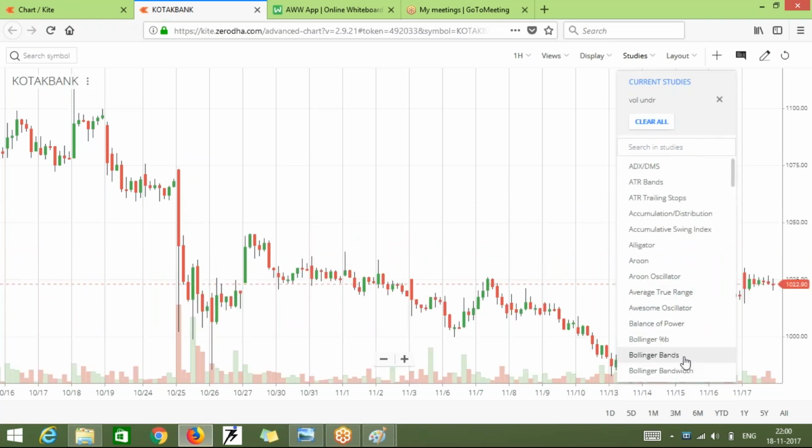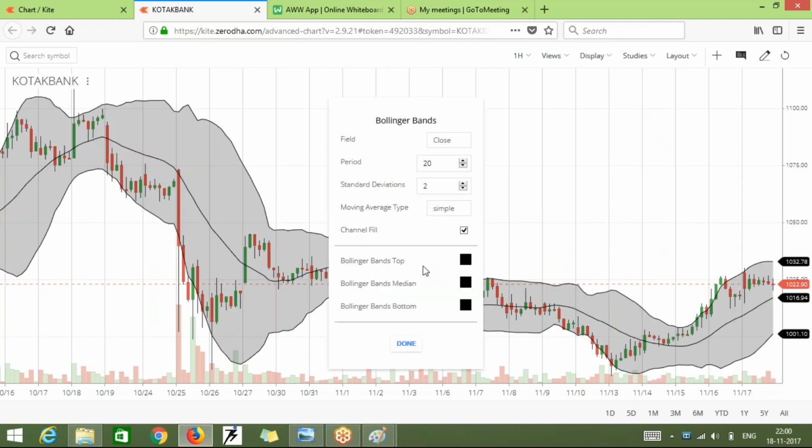We'll be applying Bollinger Band. You can see the period can be changed, that is 20, and the standard deviation. Here you have the option of changing the simple and different moving averages, but simple moving average is the best in Bollinger Band because standard deviation is being used.